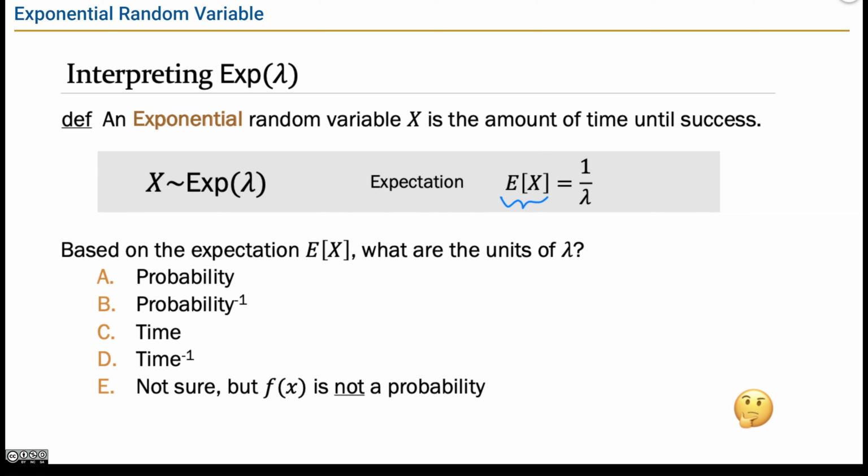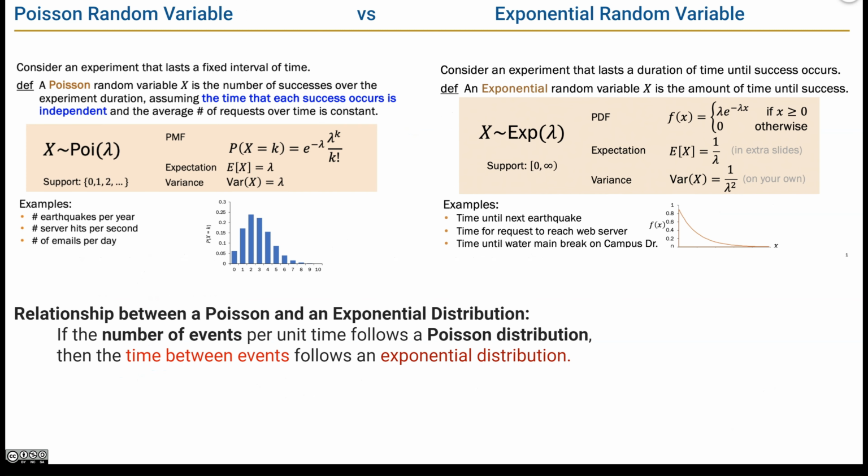Okay, well, we know that the units of the expected value are going to be the same as the units of the random variable itself. So the expected value is time, which means if I solve for lambda, lambda has to be in units of 1 over time. Okay, but when have we seen this lambda with these same units? Well, yes, we saw this before in the Poisson distribution, and these are very related.